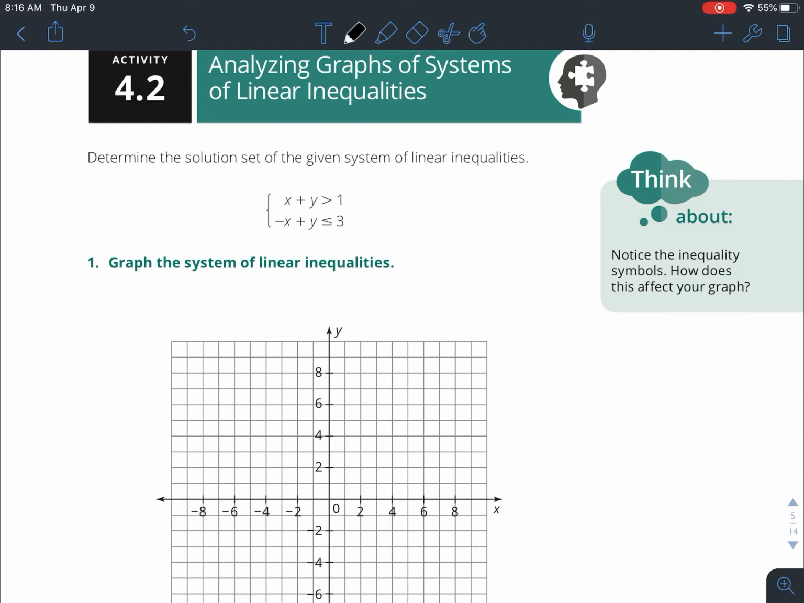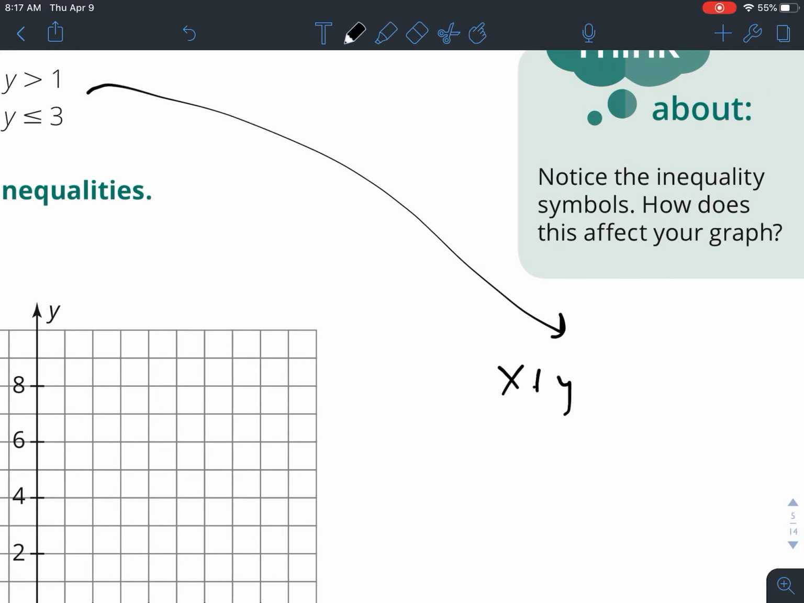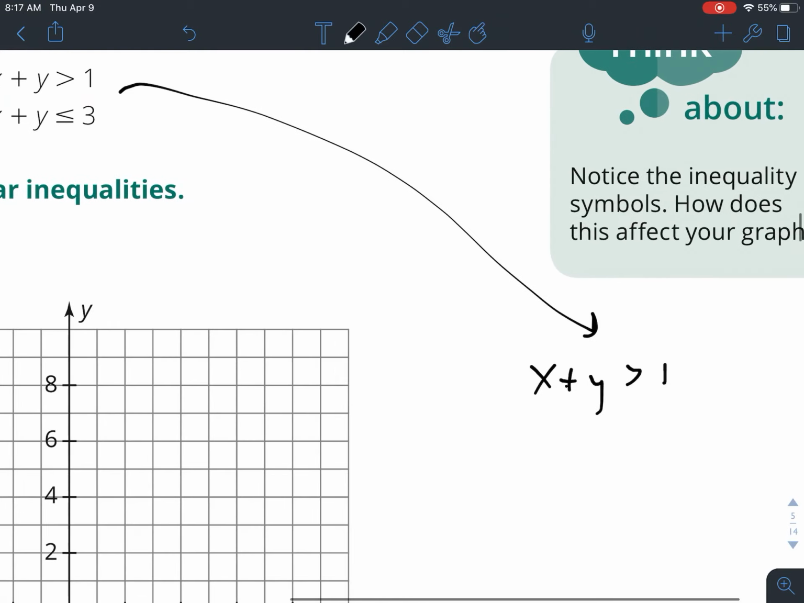Let's set these up first. I'm going to do the first one over here to show you guys the work. We have x plus y is greater than 1. Let's move these over to get y equals, so minus x on each side. We have y is greater than negative x plus 1. Okay, so let's graph that one first.